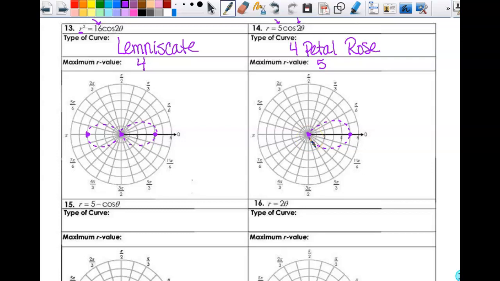Kind of like I did with number 11, which 2 pi thirds confused some people. But 2 pi goes all the way around the circle, right? I need it split into 4 sections because these have to be evenly spaced.